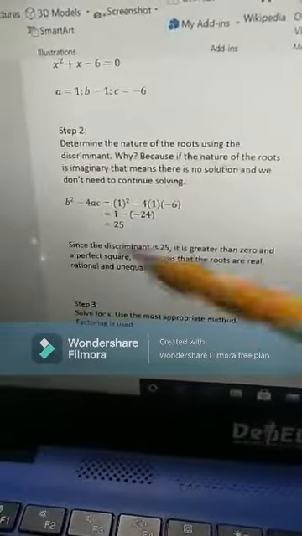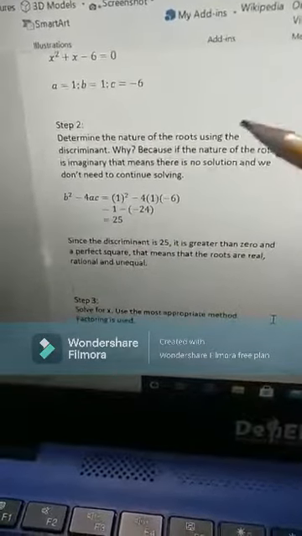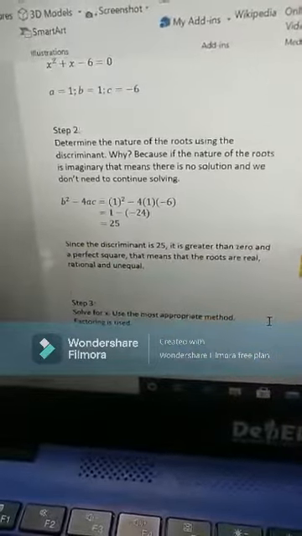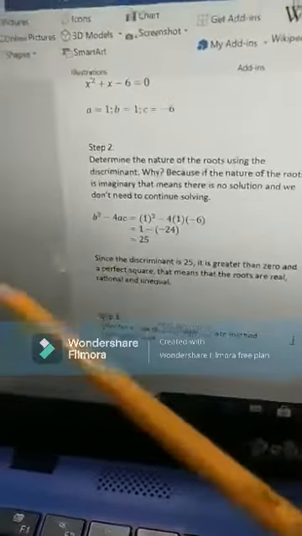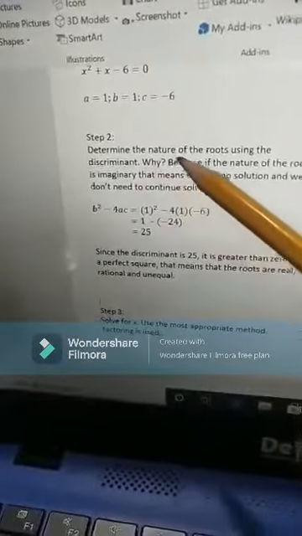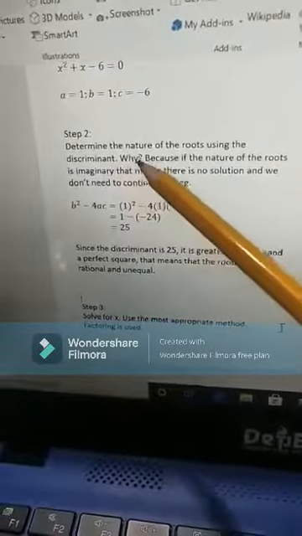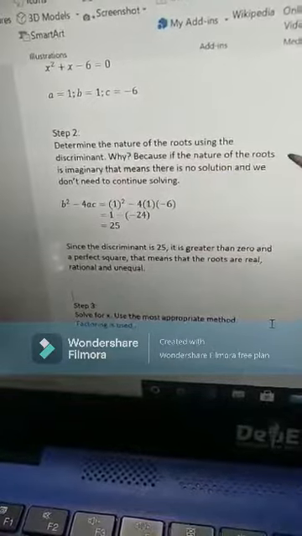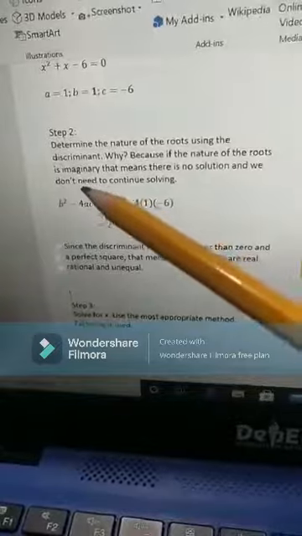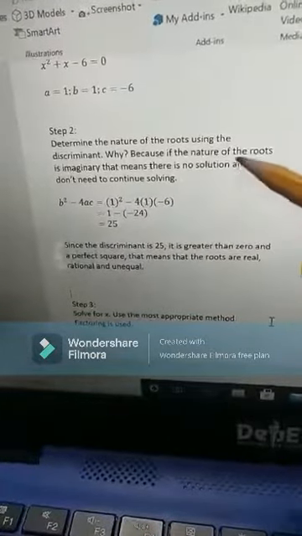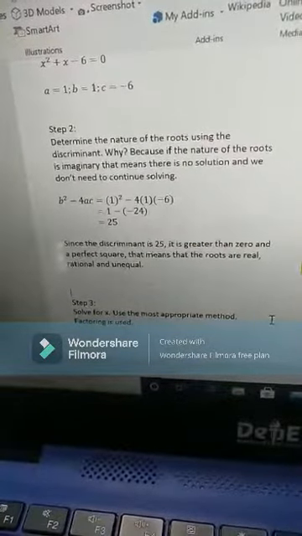Yesterday, this was not our step 2. I inserted something today, and I also fixed yesterday's. We need to know the nature of the roots. Why? Step 2 says, determine the nature of the roots using the discriminant. We know that, I taught that. Because if the nature of the roots is imaginary, that means there is no solution and we don't need to continue solving. So our solving time is shortened if we know the nature of the roots.